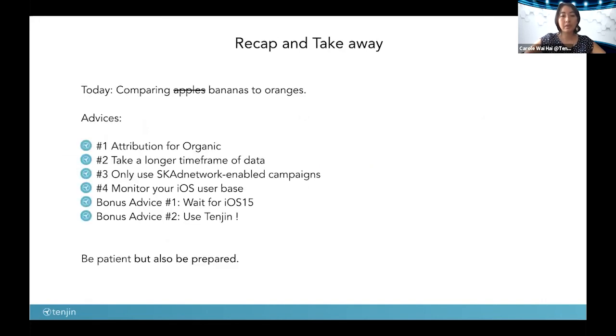So a quick recap. You can take a screenshot of this slide if you are interested. Today, it is very hard to do the data reconciliation. You're trying to compare bananas with oranges, let's say. But I hope with this advice, you will still try it and stay on top of your data set so that you are prepared when the data become cleaner and cleaner to monitor your operation using SKANetwork data. You know how to calculate organic, take a longer time frame than what you're used to. If you usually compare cohort day to day, just take weekly cohort. Talk to your UA channel, make sure at some point all of your campaigns have SKANetwork enabled and monitor your iOS user base. Be patient, but be prepared.